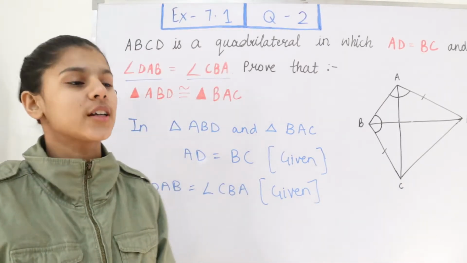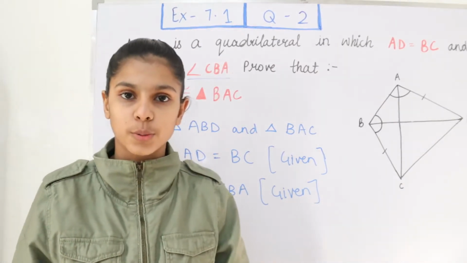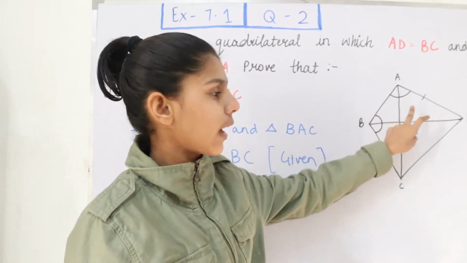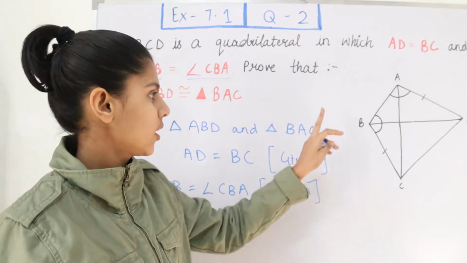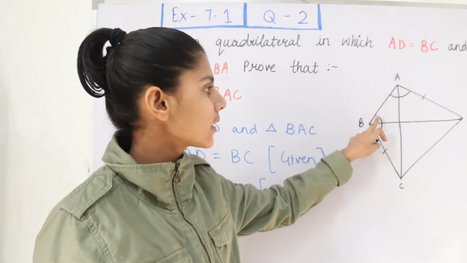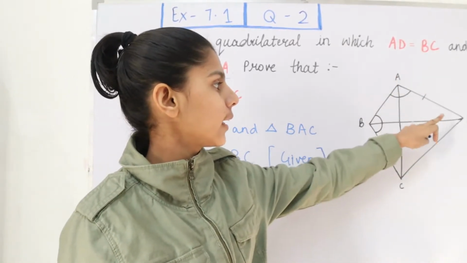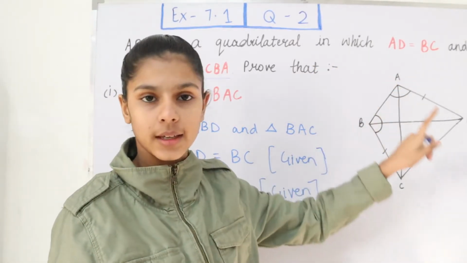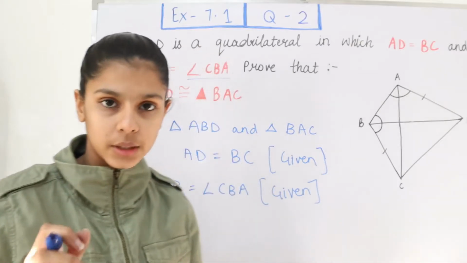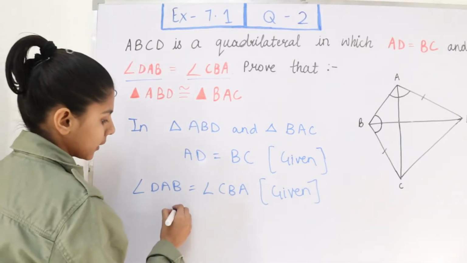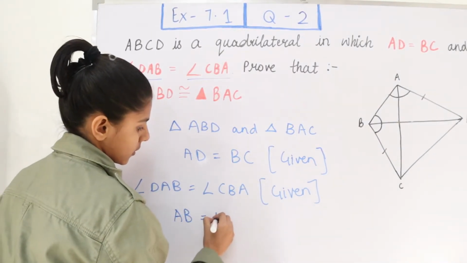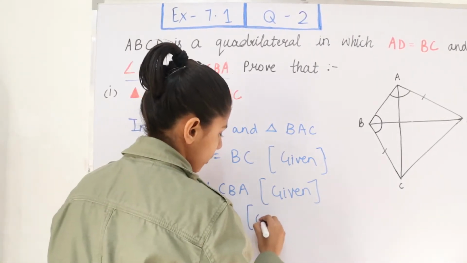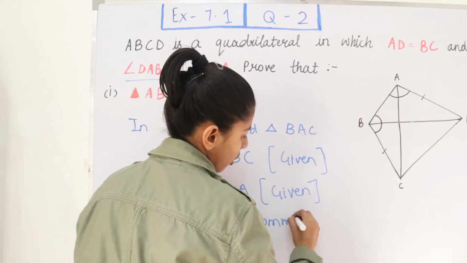Now we need one more condition for proving them congruent. So what can you think of? In both the triangles, one side is common. You can see that AB, this line segment, is common in triangle ABD, and this AB line segment is common in triangle CBA. In both the triangles, this line segment is common. So hence we can write AB is equal to AB and the reason will be common.